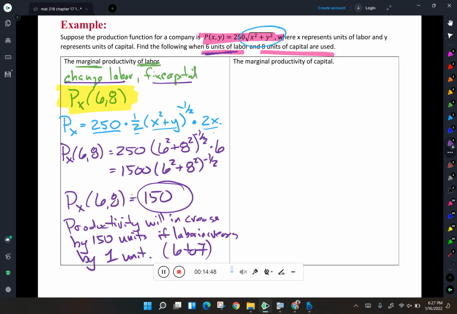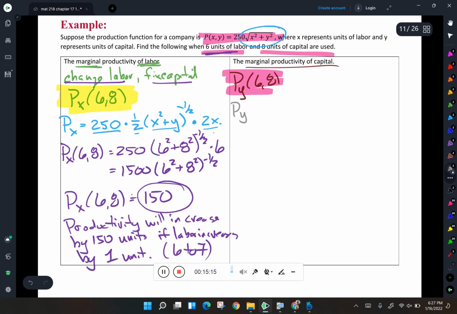Okay. Same logic. What's happening over here? Well, this is going to be the marginal productivity of capital, so that just means do it the other way. Change capital with fixed labor. So P sub y of 6, 8 is ultimately what we're going to calculate over here. All right. First step will be to find P sub y.